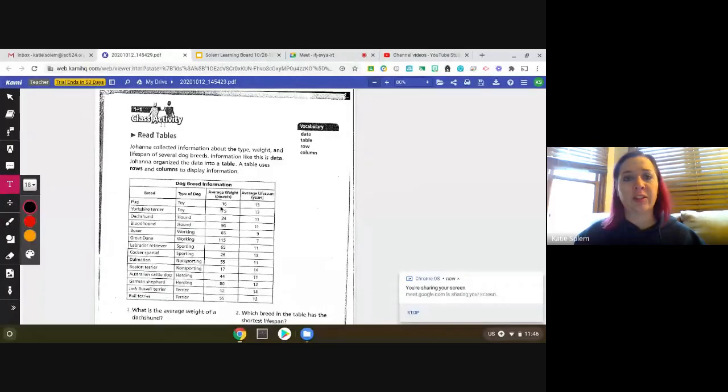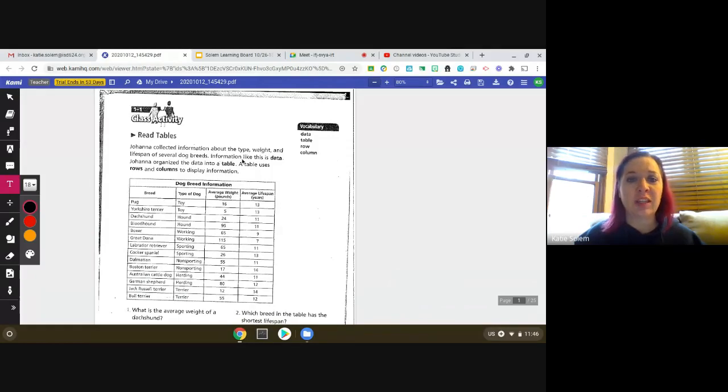I'm going to present my screen so that you can see what my paper looks like. So you should be on the page that looks like this. It says Read Tables. Joanna collected information about the type, weight, and lifespan of several dog breeds. Information like this is called data. Joanna organized the data into a table. A table uses rows and columns to display information.